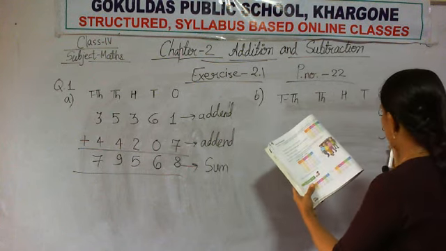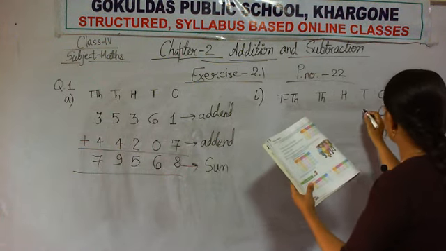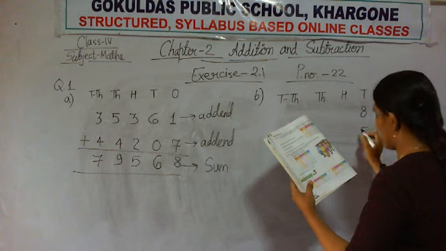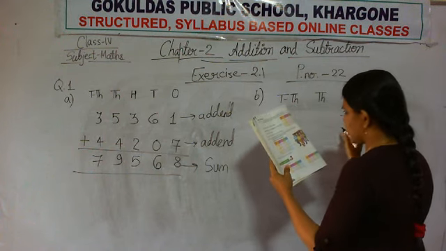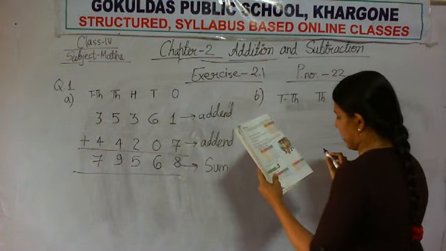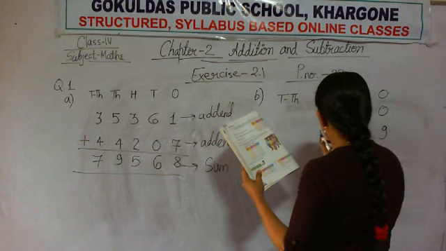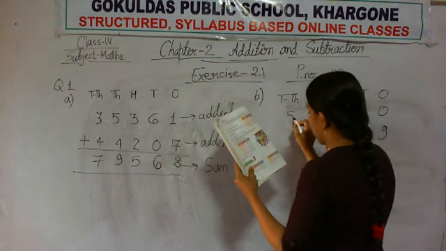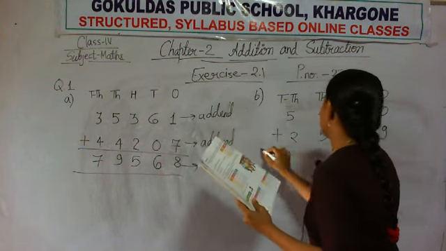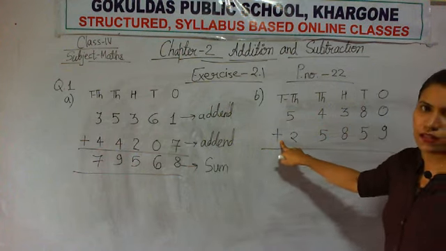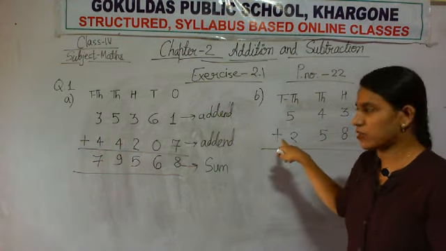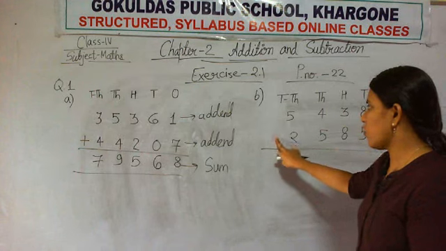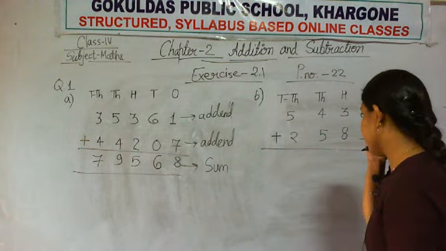You can see that I have written in the column 8, 5 at the hundreds place, 3 and 8 at the thousands place, 4 and 5 at the 10,000s place, 5 and 2. Put the plus symbol to the left of the last number. Okay, in the book also you can see that.